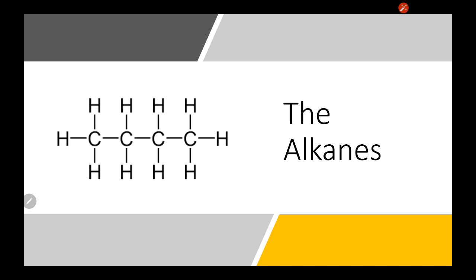Still having a look at the homologous series or family of hydrocarbons called the alkanes. This time we're going to have a look at how we draw these molecules out. So we're looking at drawing straight chain alkanes. Our learning intention for today is to be able to draw the first 8 straight chain alkanes. We're going to look at the structural formula and the molecular formula for these.